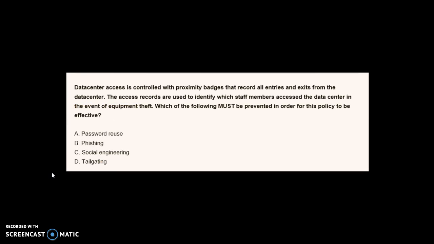Data center access is controlled with proximity badges that record all entries and exits from the data center. This access is recorded and used to identify which staff members accessed the data center in the event of equipment theft. Which of the following must be prevented in order for this policy to be effective?